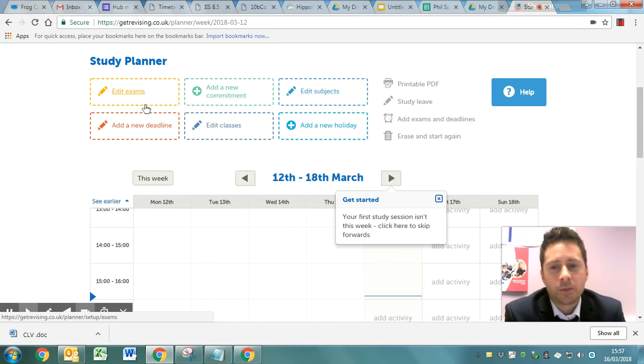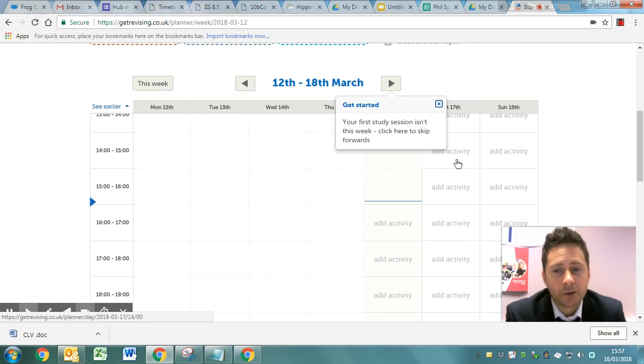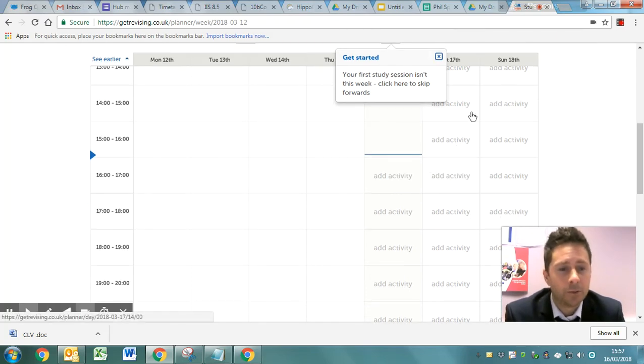You can edit what subjects you do. You can add deadlines and so on. Okay. You can even put in things like holidays if there's certain times that you're not going to be revising. Now, once you put those all in, you can see that it's going to help you put together some sort of revision calendar to help you keep yourself on track.